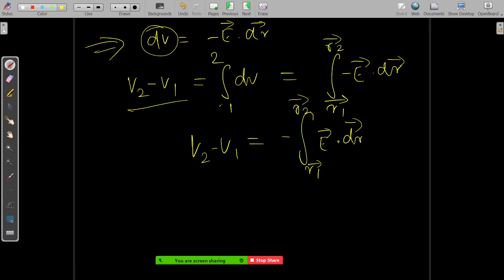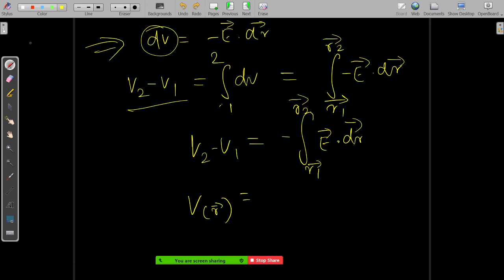Wait, V2 and V1, correct? And if you refer to some point as a reference point, E is a constant, so it comes out, right? No, E will never come out. E is not a constant. Between R1 and R2 distance, E is going to change at each point, no? You cannot take it out for the time being.